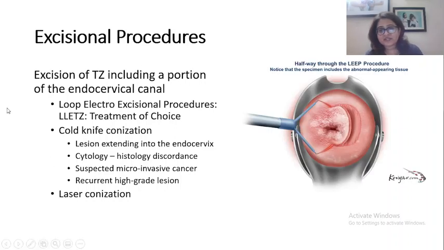This is a picture of LETS, large loop excision of the transformation zone. This is the instrument, the electrocautery. You just sort of brush it over the cervix and it excises this part of the cervical tissue with a bit of the endocervix. This is the transformation zone being excised.